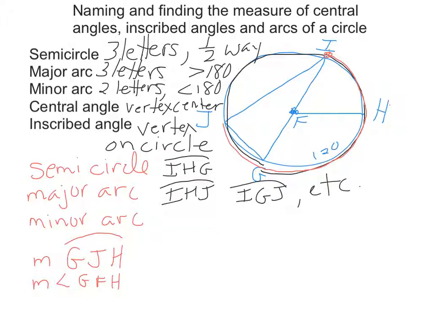A minor arc, short and sweet. Find 2 letters that are next to each other. Make it a nice, short, sweet arc. So my pick would be GJ. Looks nice and short, very sweet. You could have also said GH. You could have said HI. Any of those is fine.